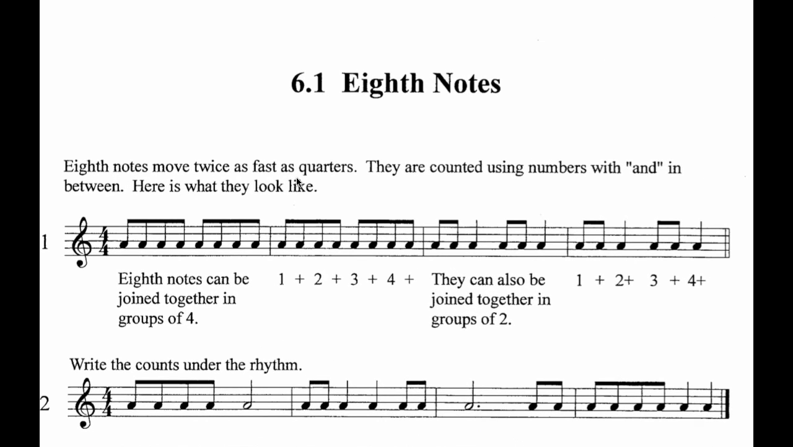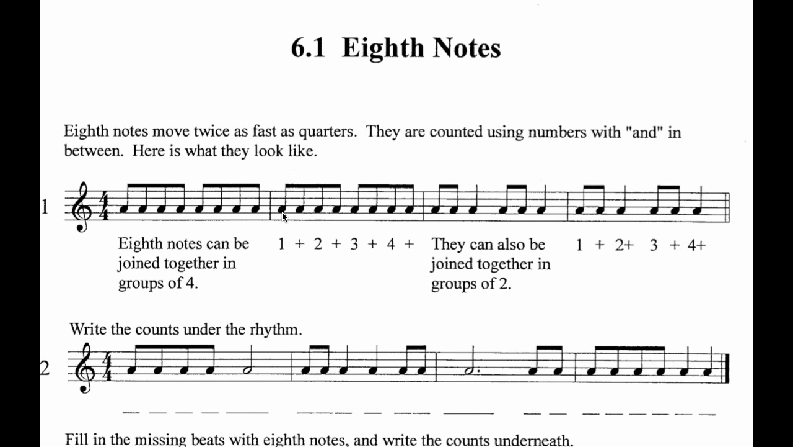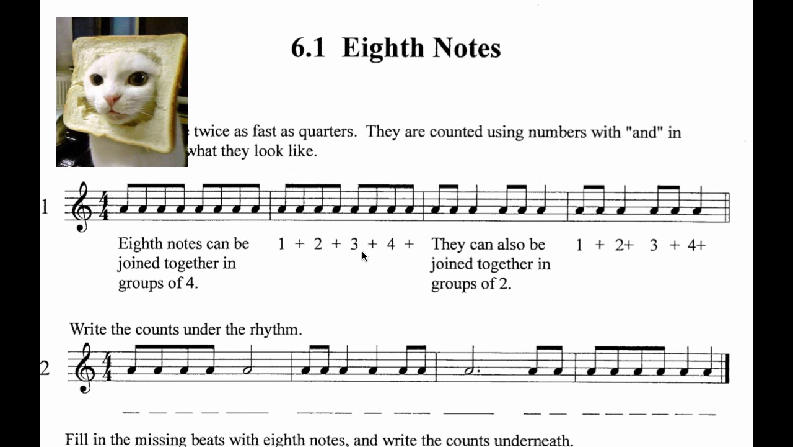Eighth notes move twice as fast as quarter notes. They are counted using numbers with "and" in this counting method. Here's what they look like. When they're in groups of 4 in this time signature, they're beamed together. And we count them 1 and 2 and 3 and 4, and if there are just 2 in a row, they can be beamed together in a pair. And in 4/4, you'll see them either beamed in 2s or beamed in groups of 4s.